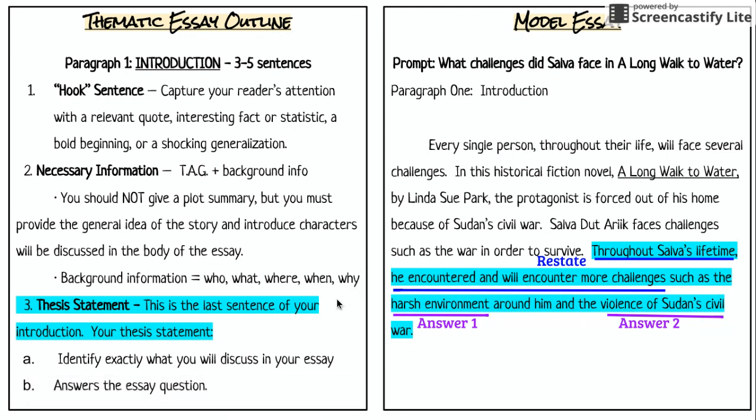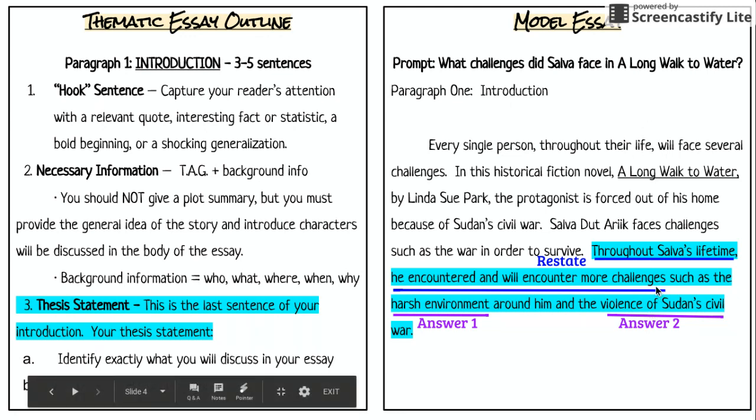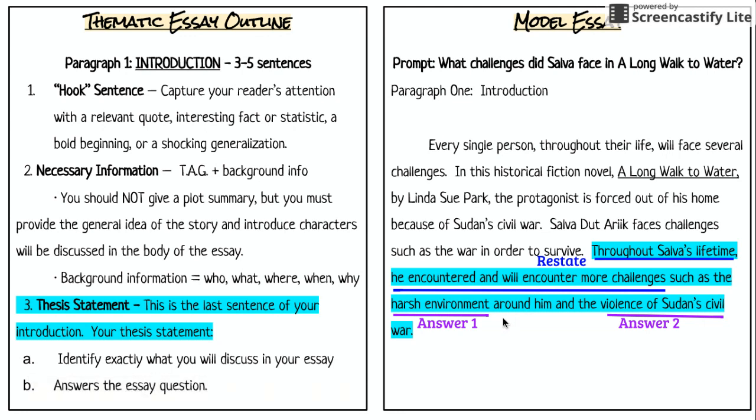So let's look at our model essay. Throughout Salva's lifetime, he encountered and will encounter more challenges. That's restating the model question: what challenges did Salva face? After we restated, we need to answer the question, such as the harsh environment around him and the violence of Sudan's civil war. So there's answer 1 and answer 2.